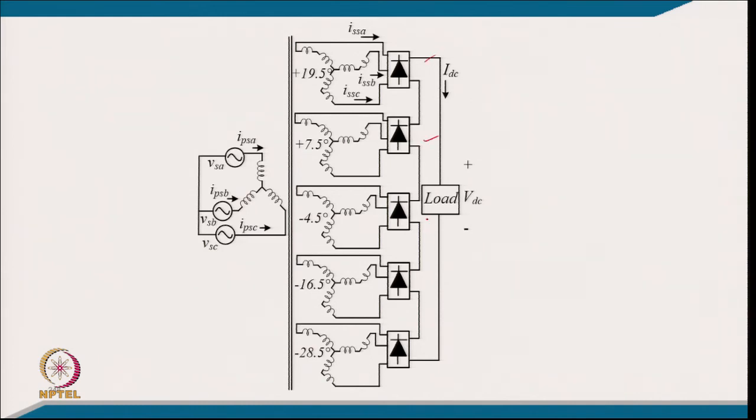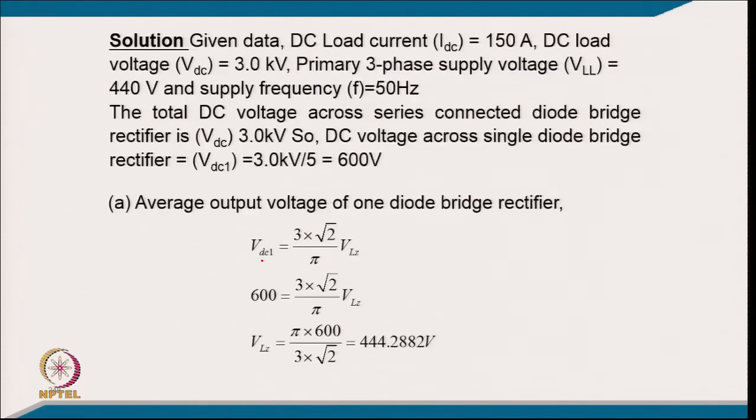You have 5 converters, each of 6 pulse, so that will certainly be 60 divided by 5. So, you will have a 12 degree phase shift, okay, and you will find here the 12 degree phase shift among 2 consecutive ones, and all are connected in series. So, you have the same current, and this is the primary connected in star.